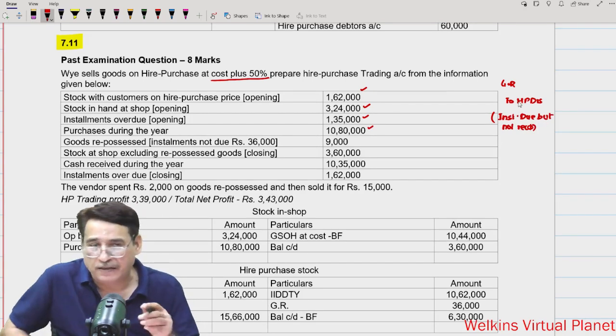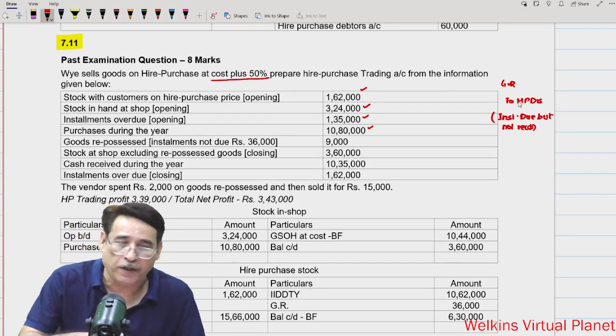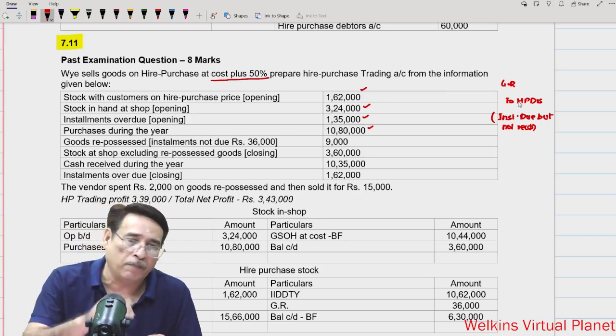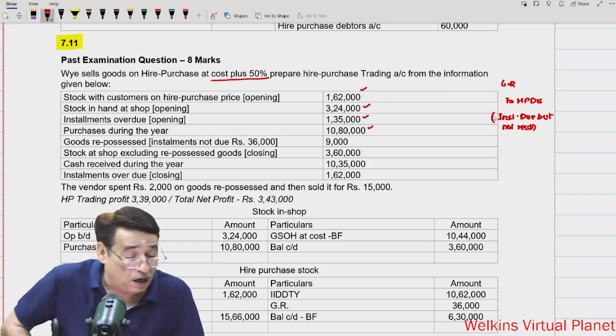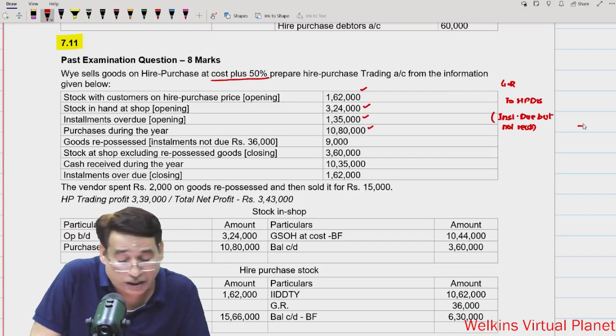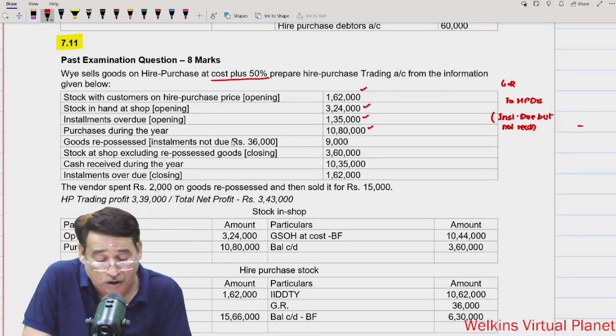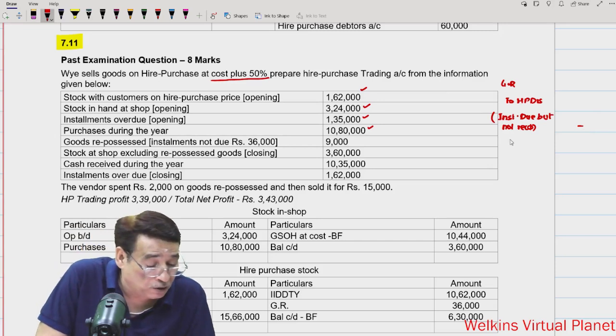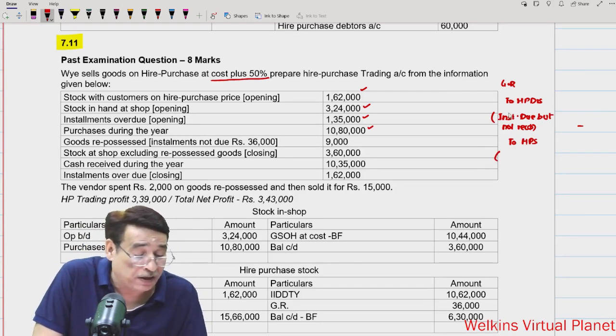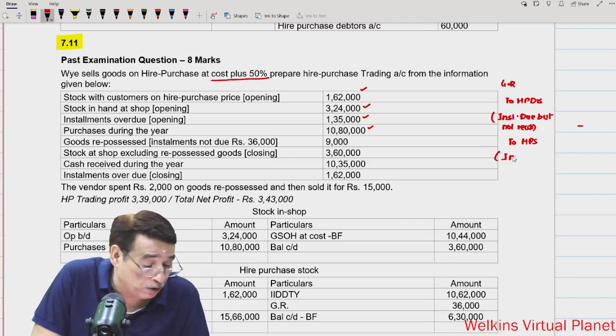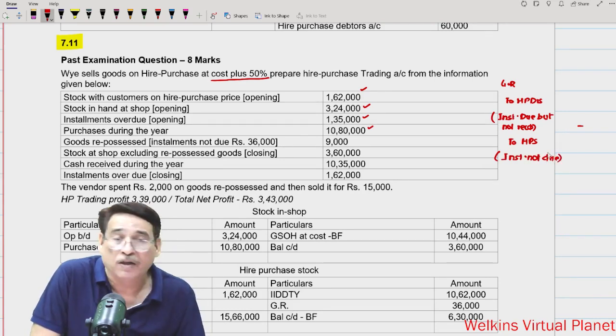Generally it is given in the question that installment is unpaid. It automatically means installment had become due and debtors did not pay. However, in this question, we are not going to credit debtors because it is written installments were not due. If installment is not due, it is always related to hire purchase stock account. So this time entry will be goods repossessed account debit to hire purchase stock account because it is given installment not due. Something which is not due, that means that stock is ours. Is it clear to you?